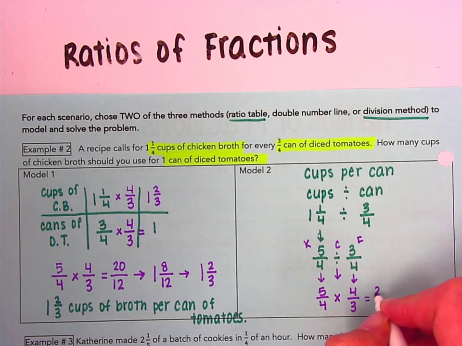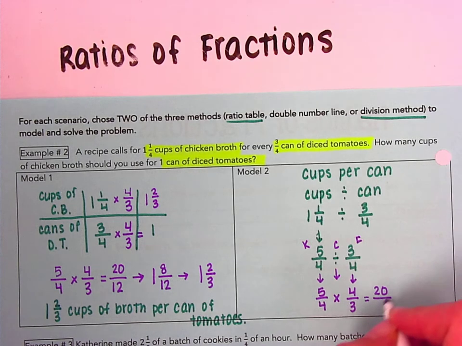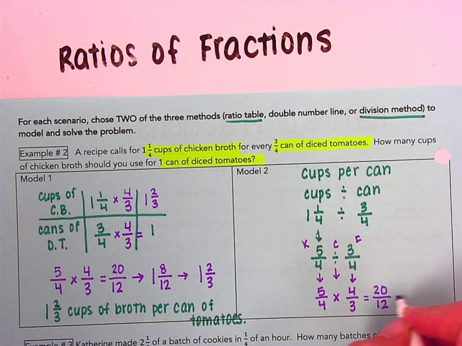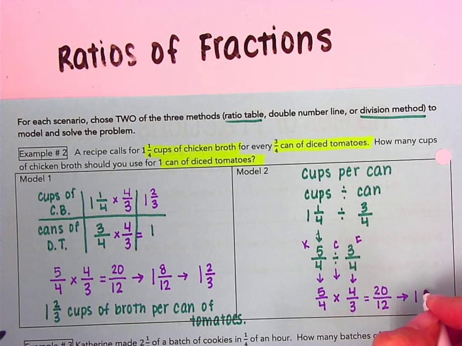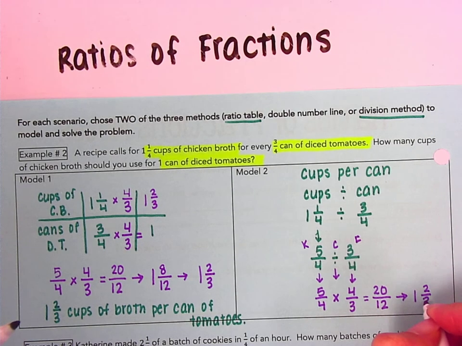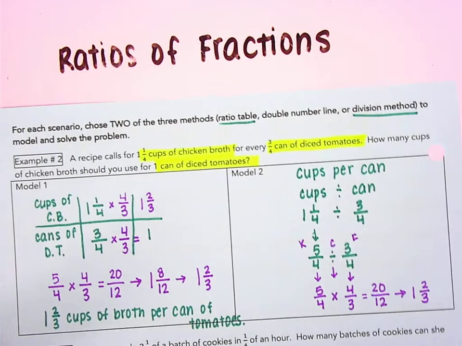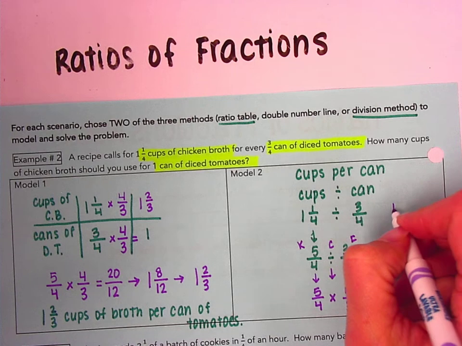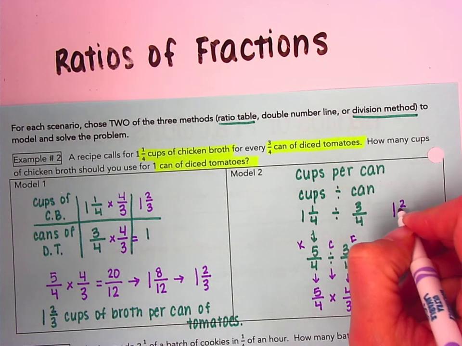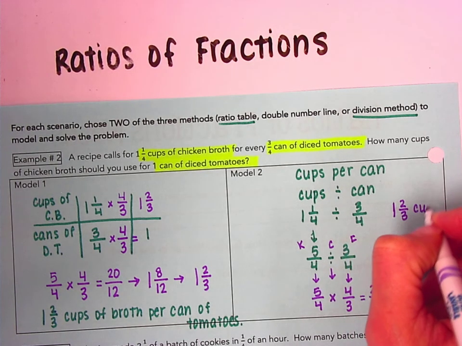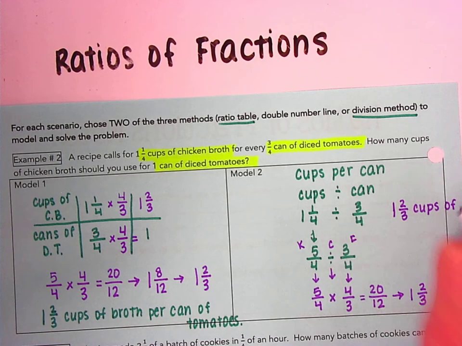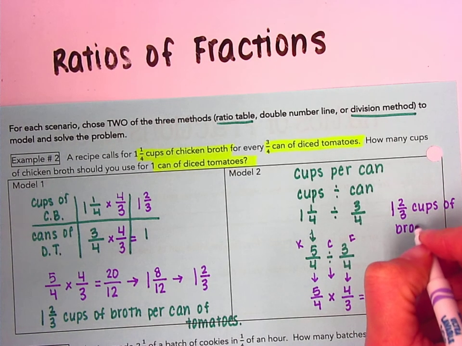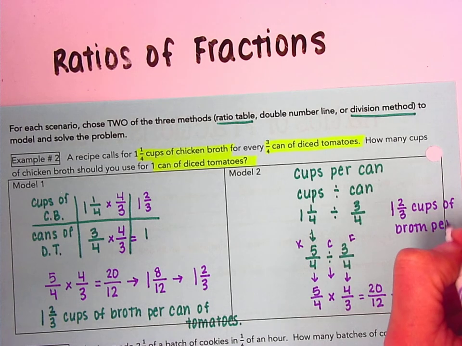5 times 4 is 20. 4 times 3 is 12. And as we saw in our last example, this simplifies to 1 2/3. So again, we find that we need 1 2/3 cups of broth per can of tomatoes.